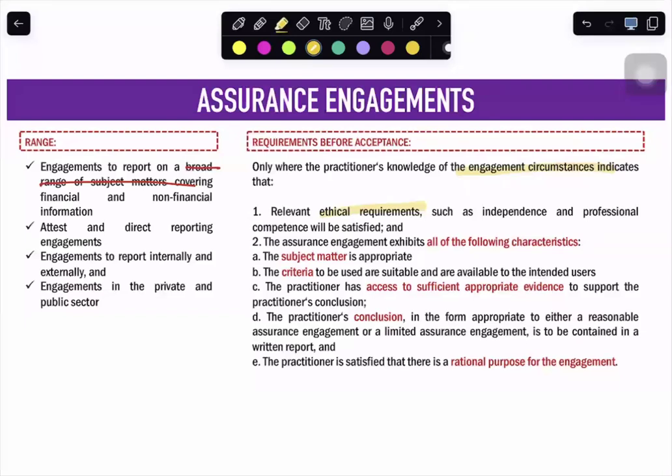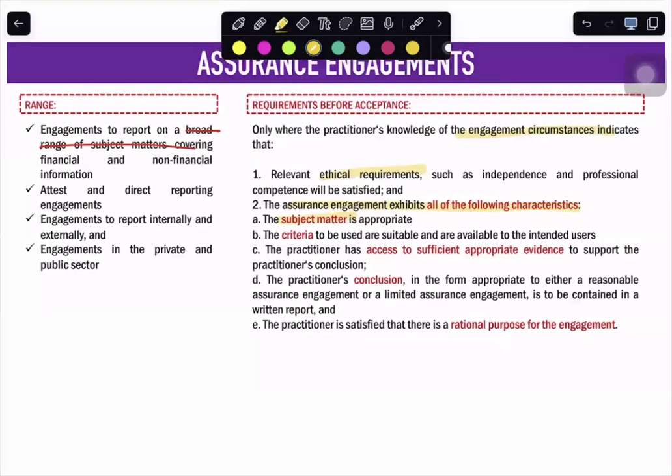And then the following assurance engagement exhibits the following characteristics. First, there is a subject matter, there is a criteria, there is access to sufficient appropriate evidence, and then the conclusion, and ultimately that the practitioner is satisfied that there is a rational purpose of the engagement. So ultimately, parang sinasabi na natin dito yung ating different elements of an assurance engagement. So yun yung ating subject matter, yun yung ating criteria, yun yung ating evidence. Ganun.